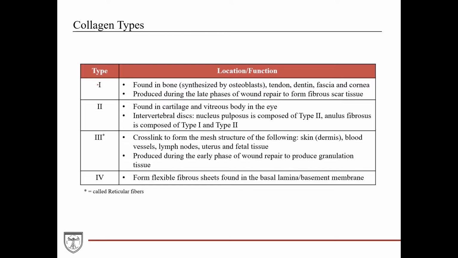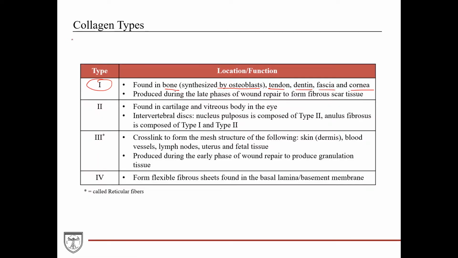So you have collagen type 1. So type 1 is very strong. It's able to sustain a large amount of force. Therefore, it's found in bone. It's actually synthesized by osteoblasts within the bone, but it can also be found in the tendon, dentin, fascia, and then the cornea within the eye.